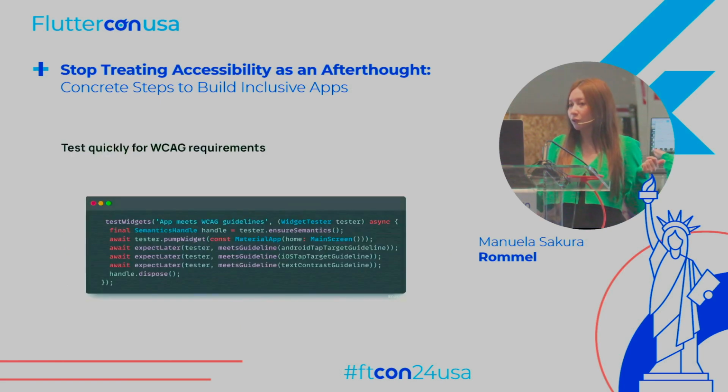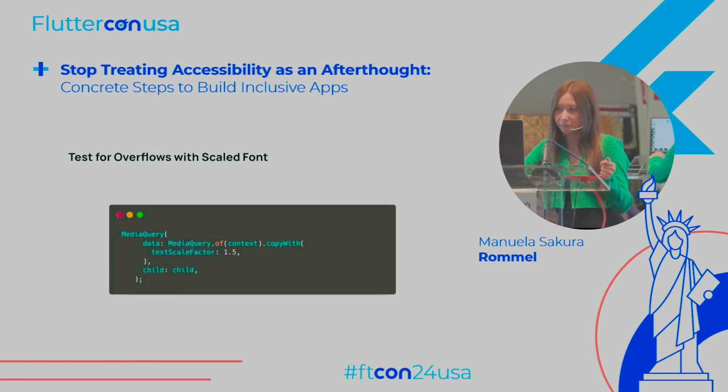And this is how a test could look like. We're checking for the tap target guidelines and also for text contrast guidelines, and see if we are satisfying all requirements. Also, you can test for overflows with scaled font, just to see if everything is on screen and looks nice.